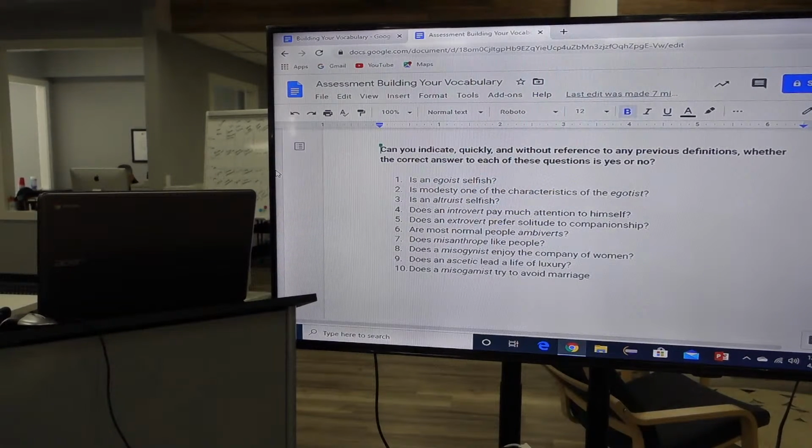So the first question: is an egoist selfish, yes or no? Number 2, is modesty one of the characteristics of the egotist? Number 3, is an altruist selfish? Number 4, does an introvert pay much attention to himself? Number 5, does an extrovert prefer solitude to companionship? Number 6, are most normal people ambiverts? Number 7, does a misanthrope like people? Number 8, does a misogynist enjoy the company of women? Number 9, does an ascetic lead a life of luxury? And number 10, does a monogamist try to avoid marriage?